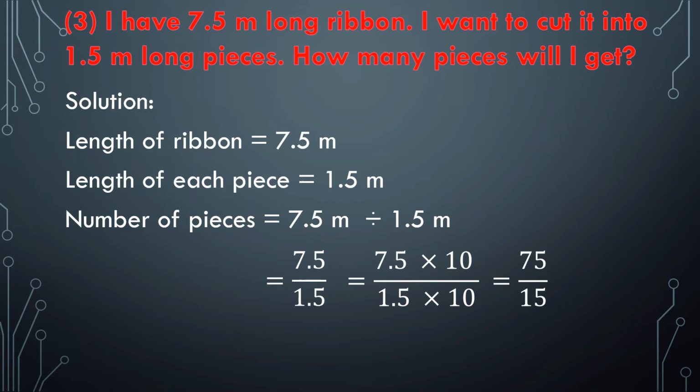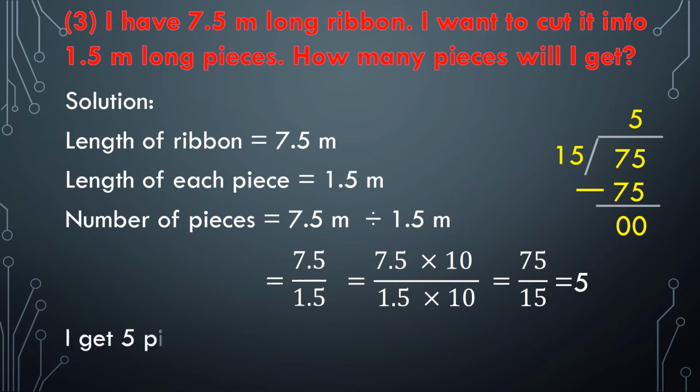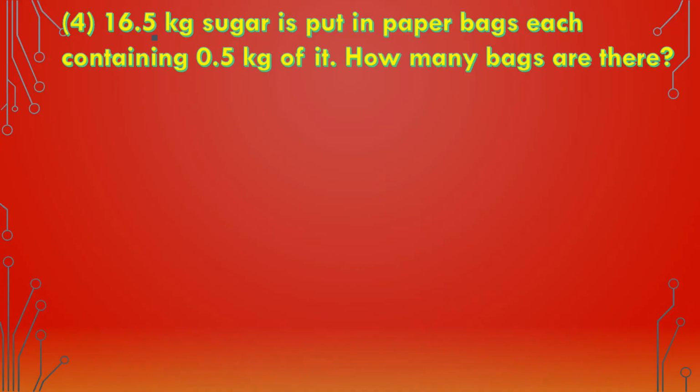Now divide 75 by 15. We get 5 as quotient because 15 fives are 75. So the last statement is I get 5 pieces of ribbon. Let us solve one more question. Question number 4. 16.5 kilogram sugar is put in paper bags, each containing 0.5 kilogram of it.